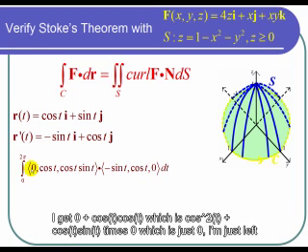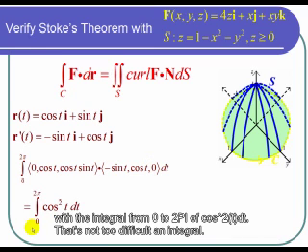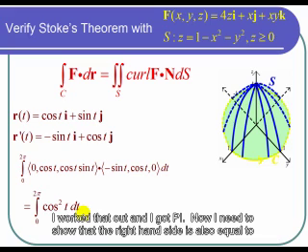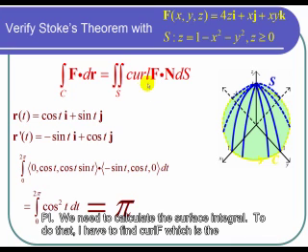So I take the dot product. I get 0 plus cosine t times cosine t, which is cosine squared t, plus cosine t sine t times 0, which is just 0. So I'm just left with the integral from 0 to 2 pi of cosine squared t dt. And that's not too difficult an integral. I worked that out, and I got pi. So now I need to show that the right-hand side is also equal to pi.